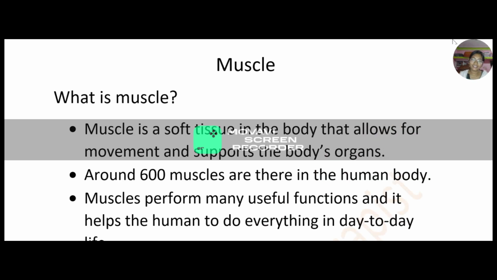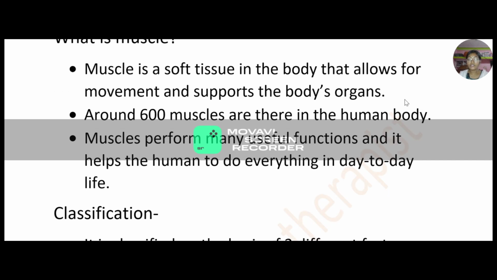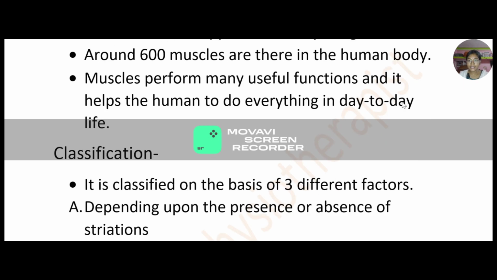What is muscle? Muscle is a soft tissue in the body that allows for movement and supports the body's organs. Around 600 muscles are there in a human body, and muscles perform many useful functions, and it helps the human to do everything in day to day life. And next is its classification.